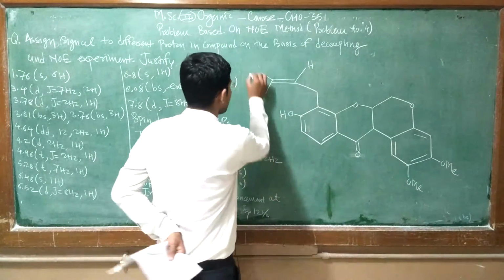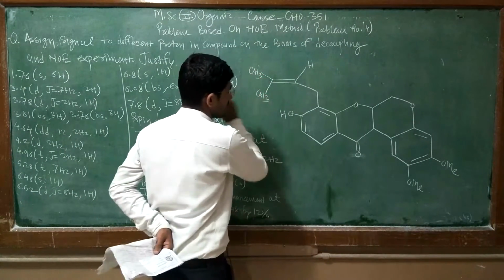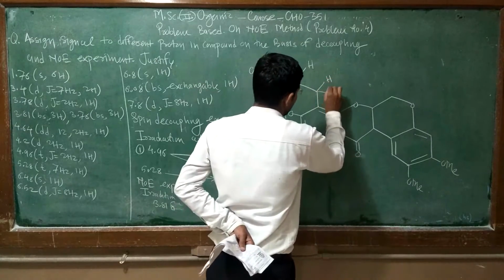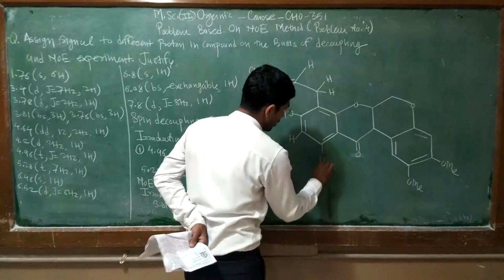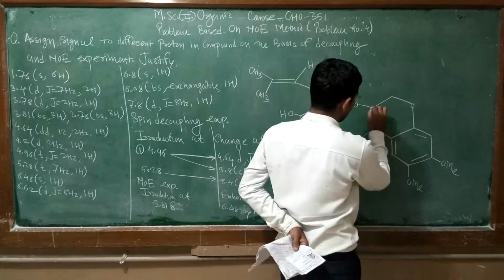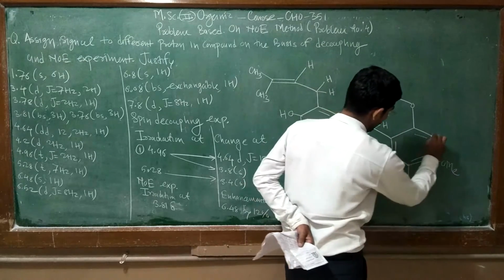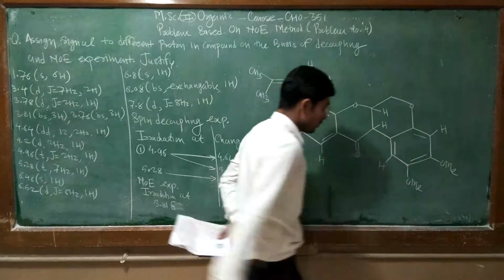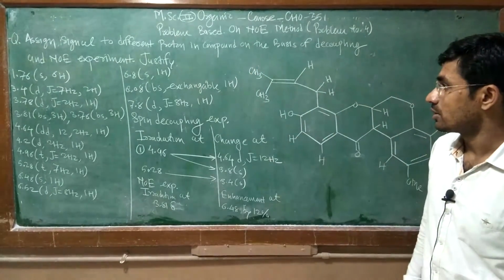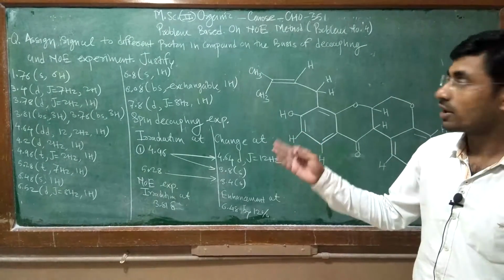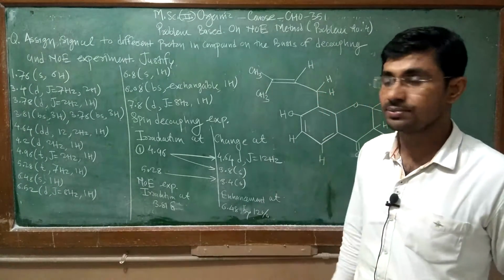So at this position a methyl group is present, then at these two positions two protons are present, then an aromatic proton, then also you have to show here one proton like this, and also an aromatic proton on this position. In this way we have to show the protons on this compound. So after that we are going to assign the signals over this structure.